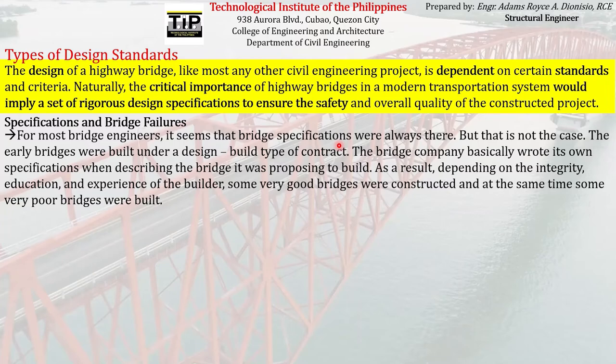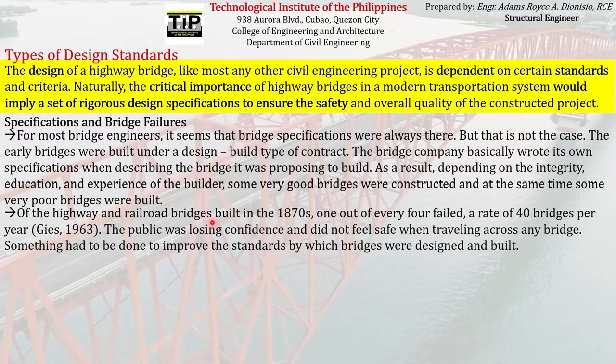So there were no design standards at that particular time. There were no design standards or design codes being used as a guide for designing and constructing bridge structures at that time. The specifications were just coming from the bridge company or the builder themselves. Therefore, there is no standard specification. Each builder will have their own specifications, and the quality of that specification will mainly depend on the integrity, education, and experience of the builder himself. Therefore, there are some very good bridges that were constructed, and at the same time, there are very poor bridges that were built.